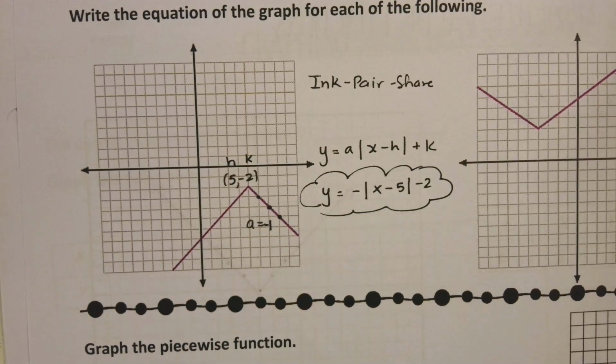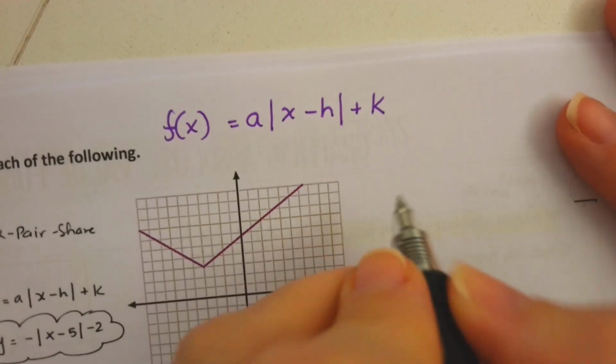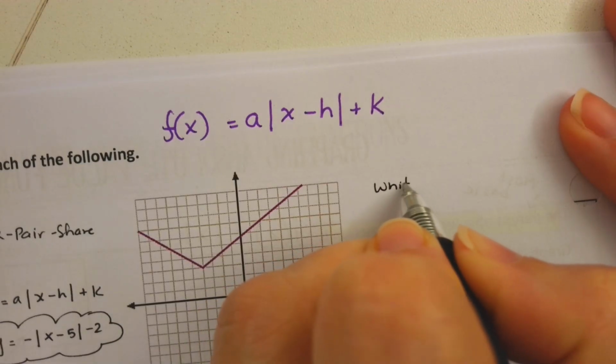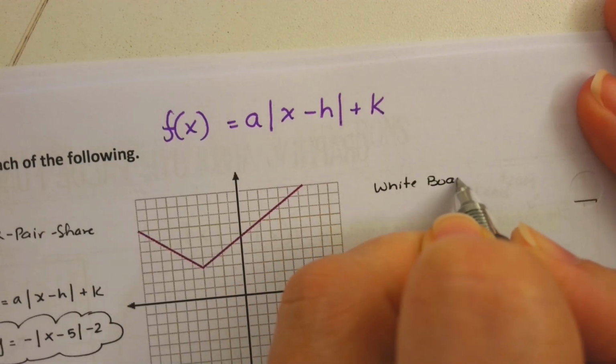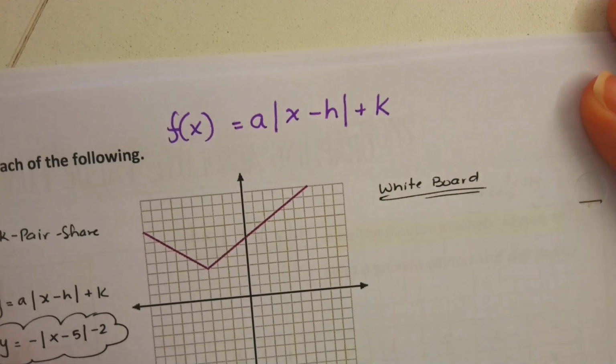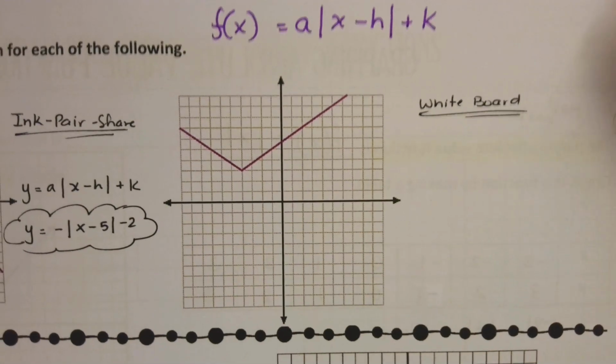All right, next one. We're going to have you talk together in your group. And I want us to do this one on a whiteboard. Final answer on a whiteboard. Same situation, you're going to look for the vertex, look for the A value. Final answer going on a whiteboard.